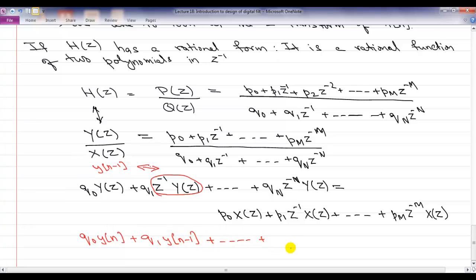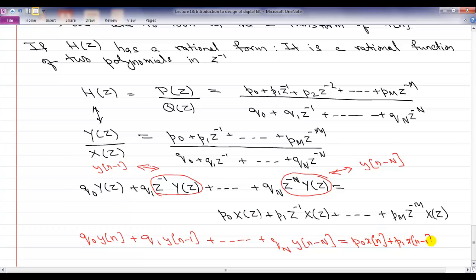And I keep on going, I get Qm. So what is the inverse of, this is Qn. What is the inverse of z to the minus n y of z? That is y of n minus capital N. So I get Qn y of n minus capital N equals to P0 x of n. I do the same here. Plus P1 x of n minus 1 plus Pm x of n minus m. Okay.